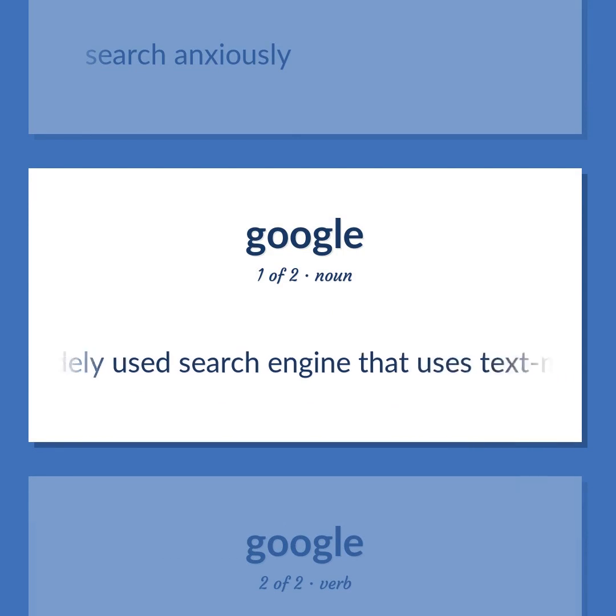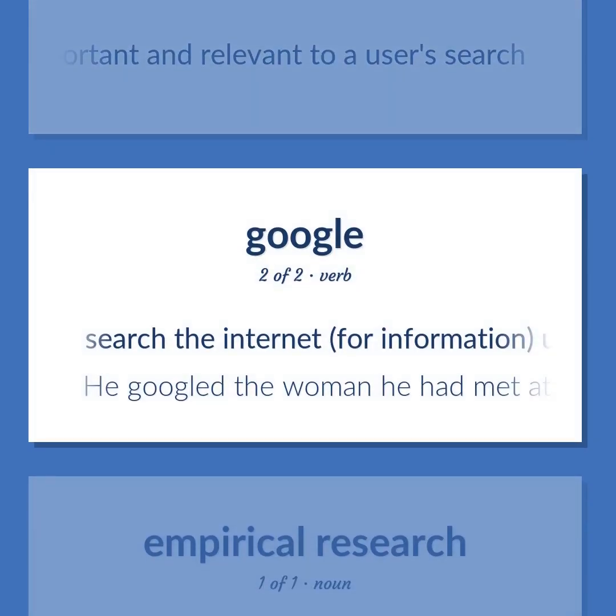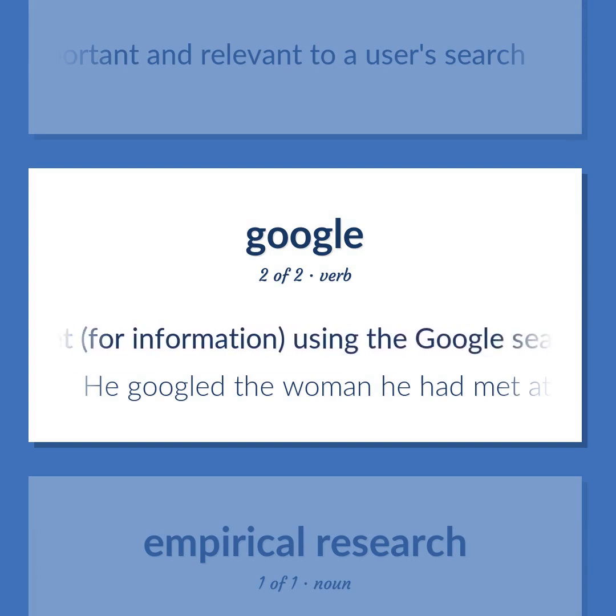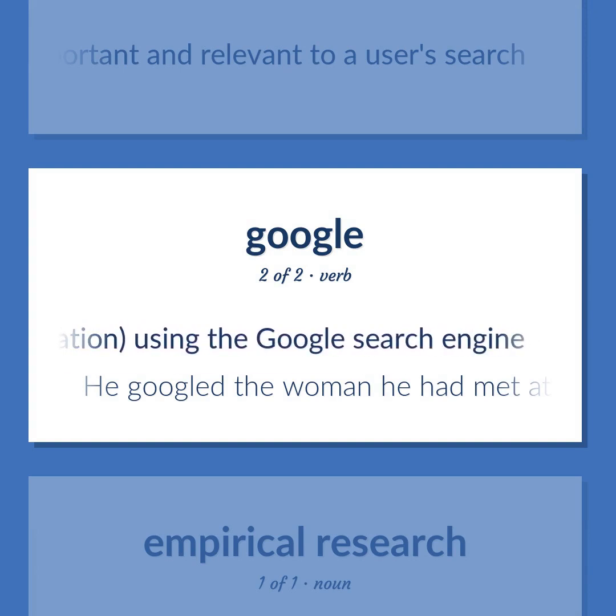A widely used search engine that uses text matching techniques to find web pages that are important and relevant to a user's search. Search the internet for information using the Google search engine. He Googled the woman he had met at the party.